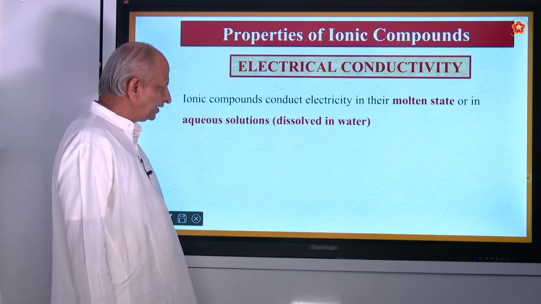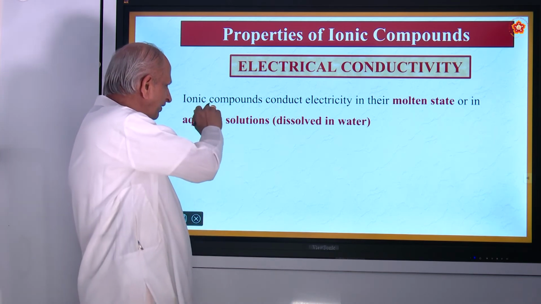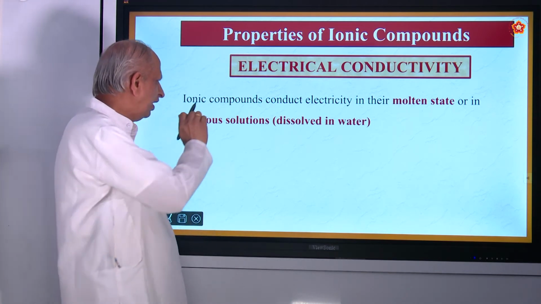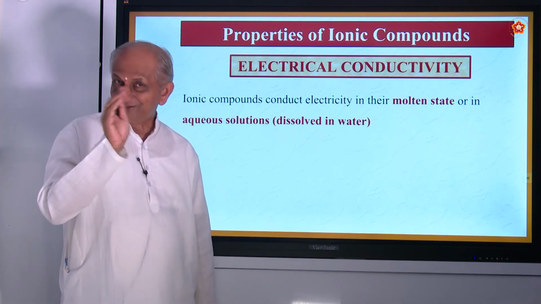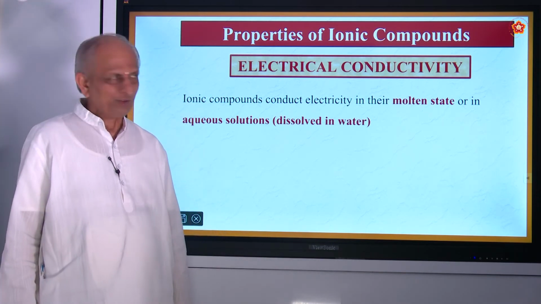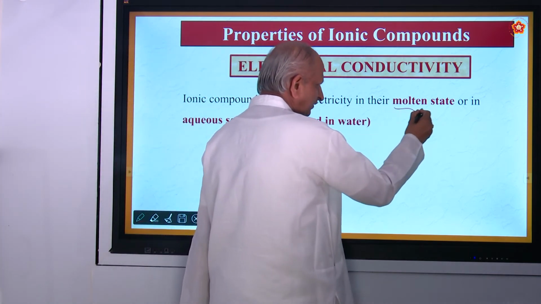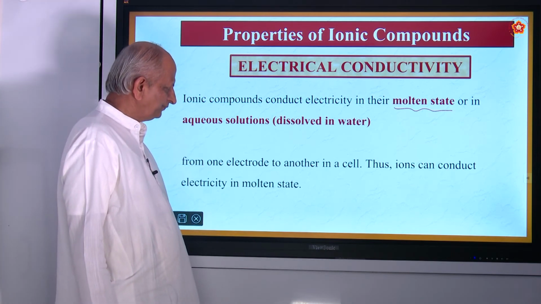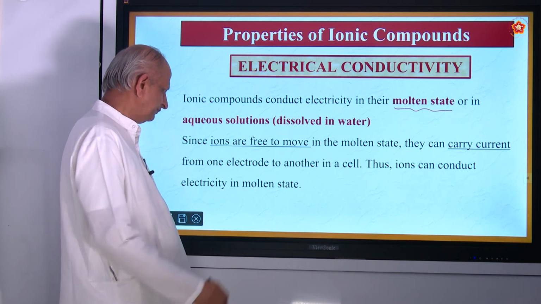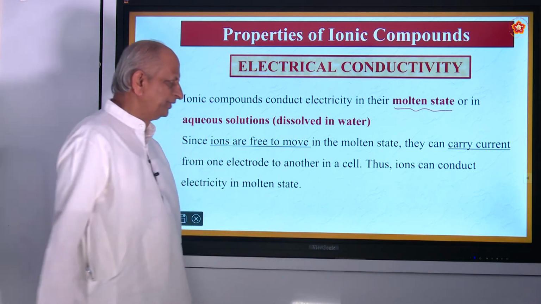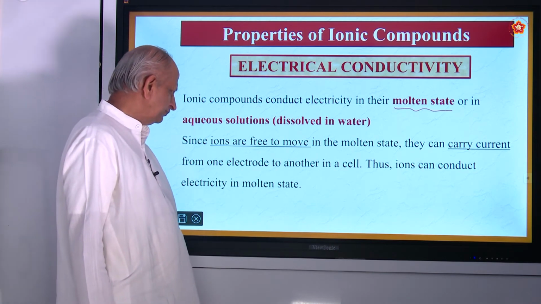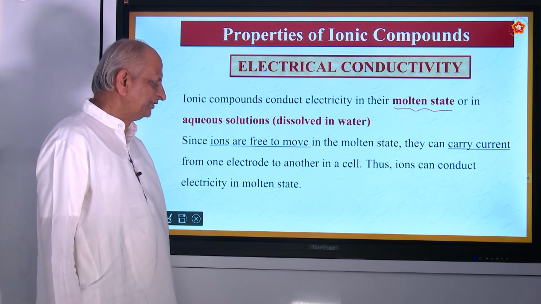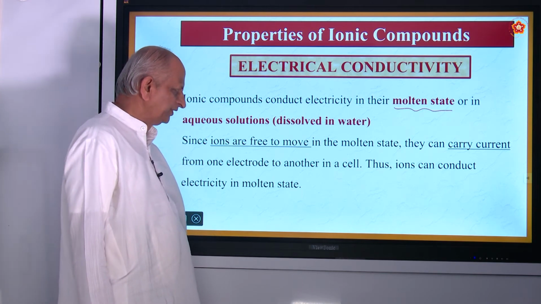And there is one interesting thing you must note, that ionic compounds conduct electricity in the molten state or in aqueous solutions, but not in solid state. So only in the molten state, means liquid state, or when it is dissolved in water, it conducts electricity. For that you have to do one small experiment. Since ions are free to move in the molten state, they can carry current from one electrode to another electrode in a cell. Thus, ions can conduct electricity in molten state.